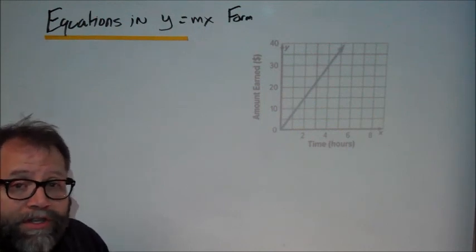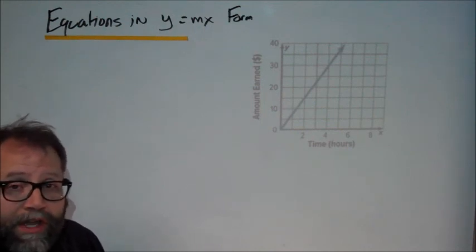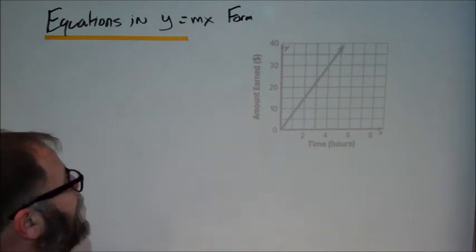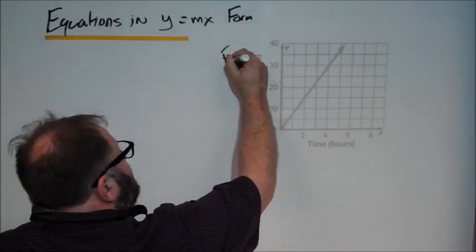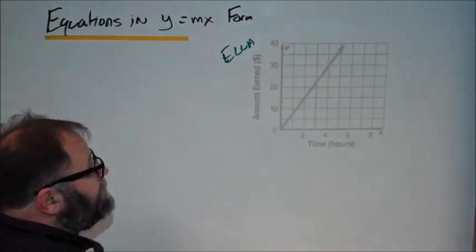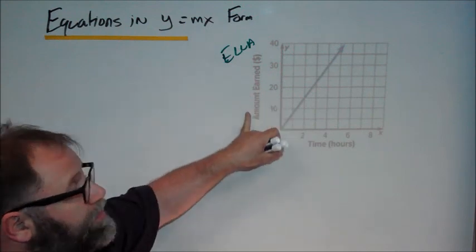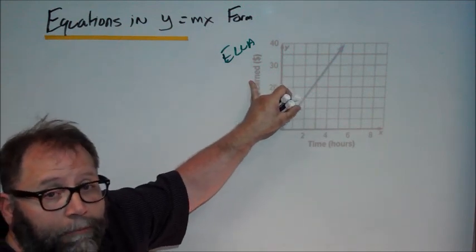Here we have a graph. What we're going to try to do with this graph is figure out what the equation is for this situation. So we have somebody, let's say it's Ella, and Ella's a babysitter, and this is how much she works. These are the hours that she works. This is the amount of money she makes.